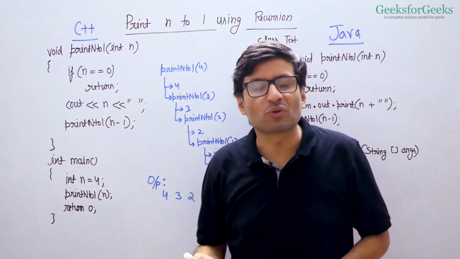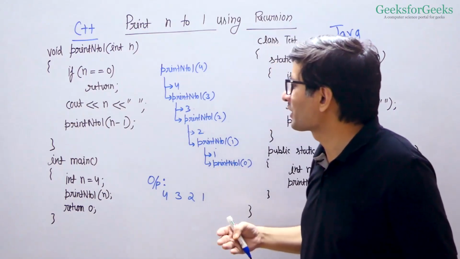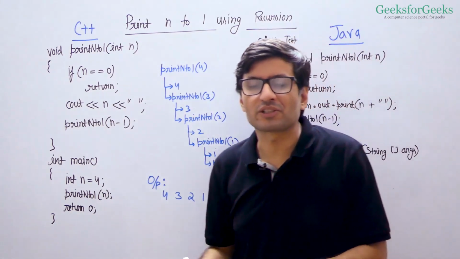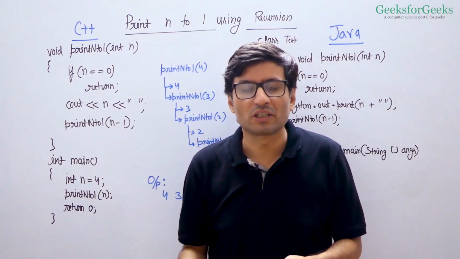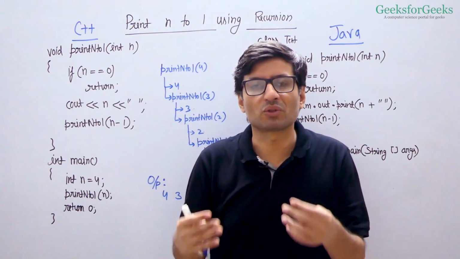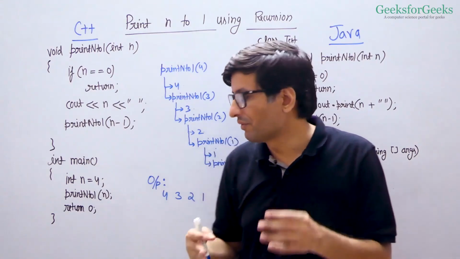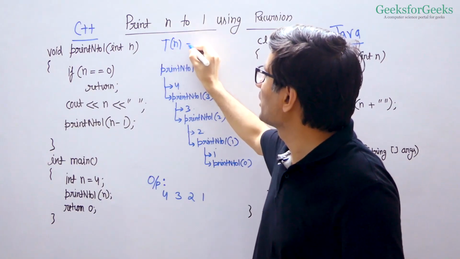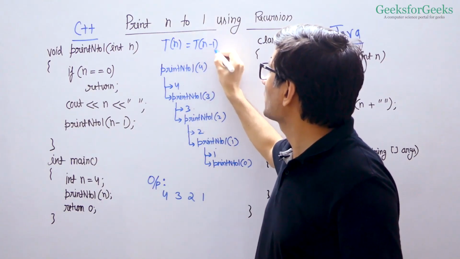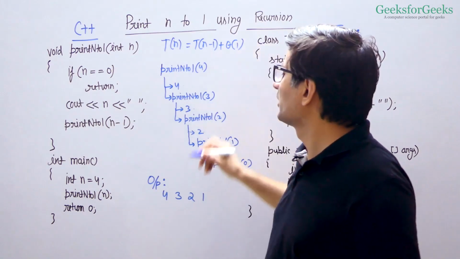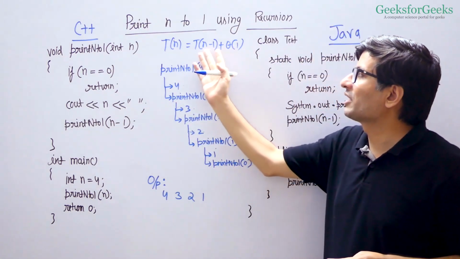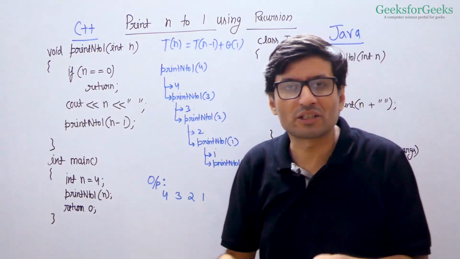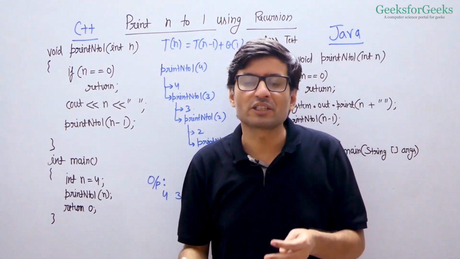Now talking about the time complexity of the solution, you can notice that there are n plus 1 function calls and every function call is doing some constant amount of work. So this is how we can say time complexity is theta n. If we wish to write a recurrence relation to know the time complexity, we can say it's T(n) equal to T(n minus 1) plus theta 1. Theta 1 is constant. So every function does a constant amount of work and then makes a recursive call for T(n minus 1). If you solve this recurrence using the recursion tree method, you will get the value as theta n.